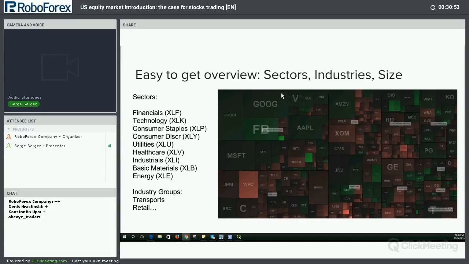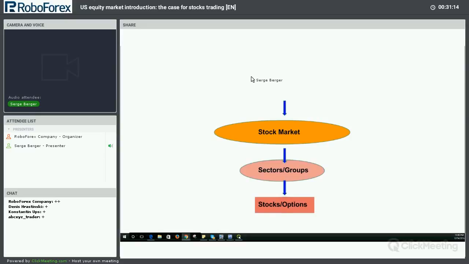What that does is that allows you to have a very systematic approach to trading. It allows you to have a lot of overview of the markets, and ultimately that's the most important thing. So the way that I look at the US stock market is as follows. Let me go ahead a couple of slides, and then we're going to go back to the slide I just showed you.